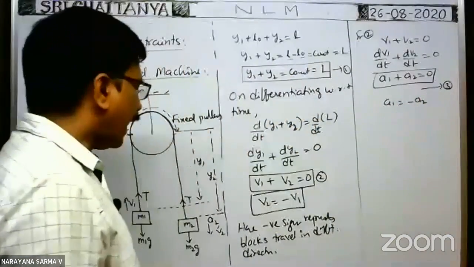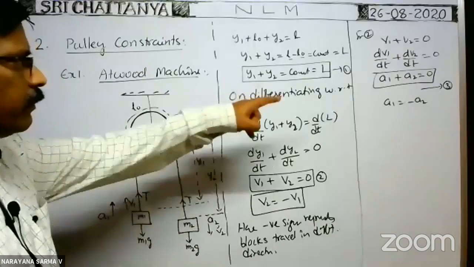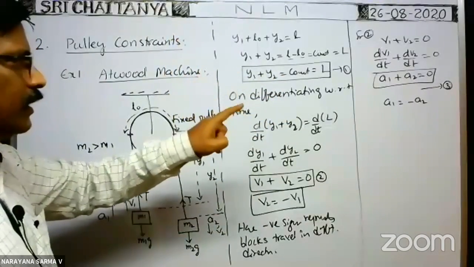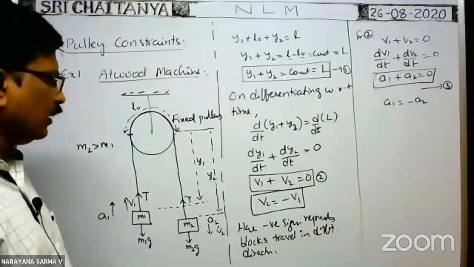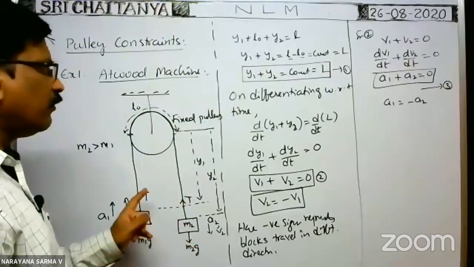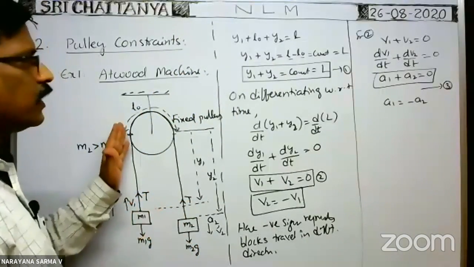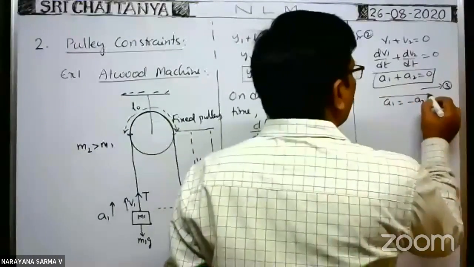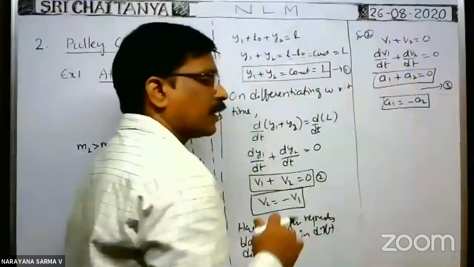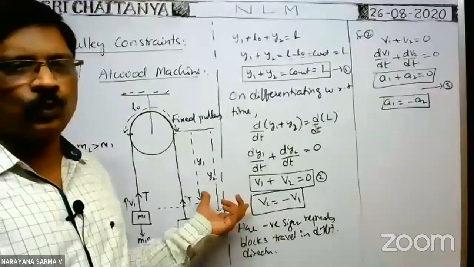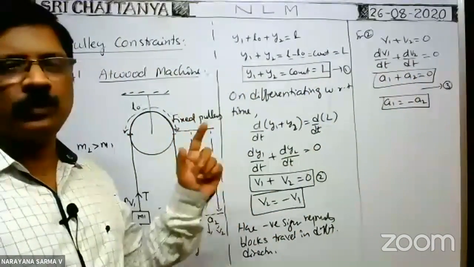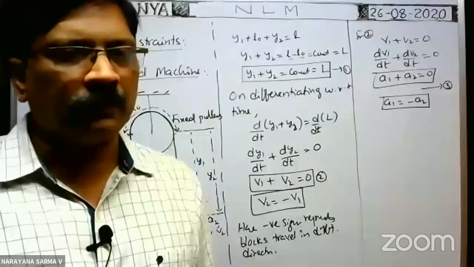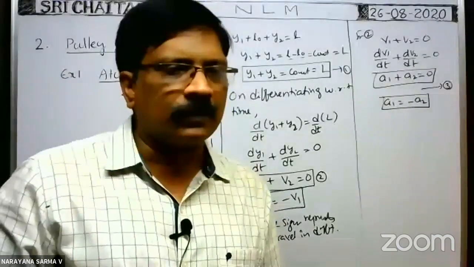That means the accelerations of the two blocks are the same in magnitude. a1 is equal to minus a2 means they are equal in magnitude, but the minus sign represents that they are in opposite directions. If a2 is in the downward direction, a1 is in the opposite direction, but they are equal in magnitude. So from this also it is clear that they are equal in magnitude. So this is the constraint relation for the two blocks in case of an Atwood machine. In this way, we have to write the constraint relation.